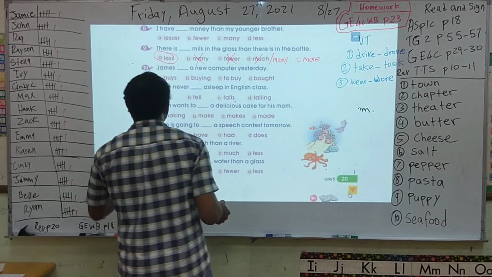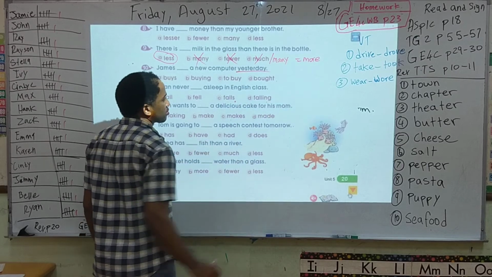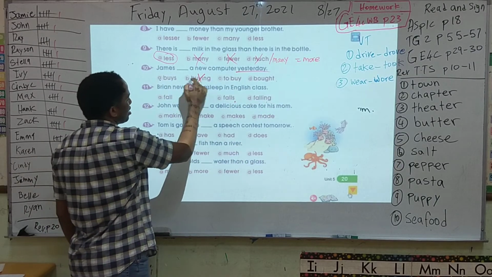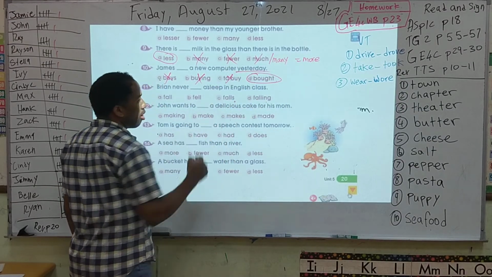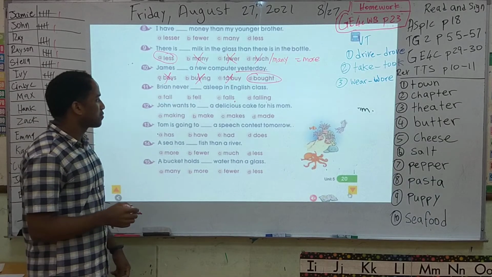Okay. John dash a new car yesterday. So yesterday, VT. So it cannot be buying, it cannot be buy. You have to have the VT. Bought. Okay?